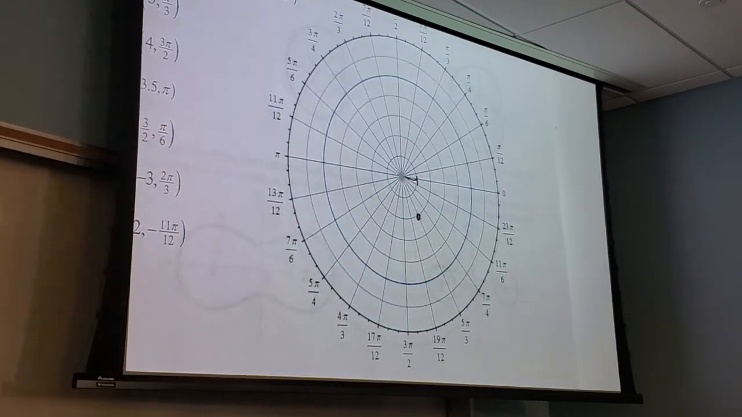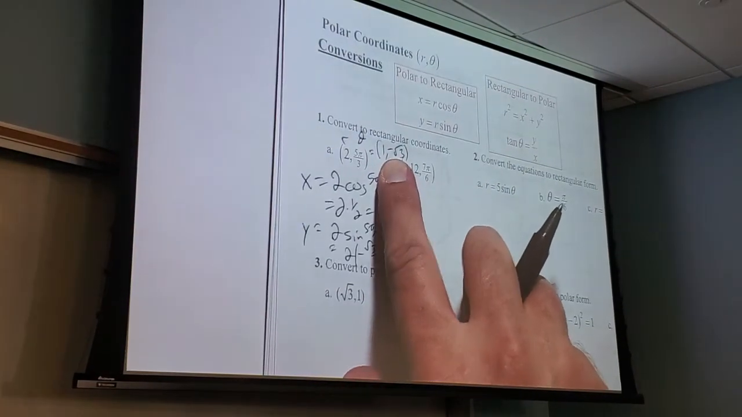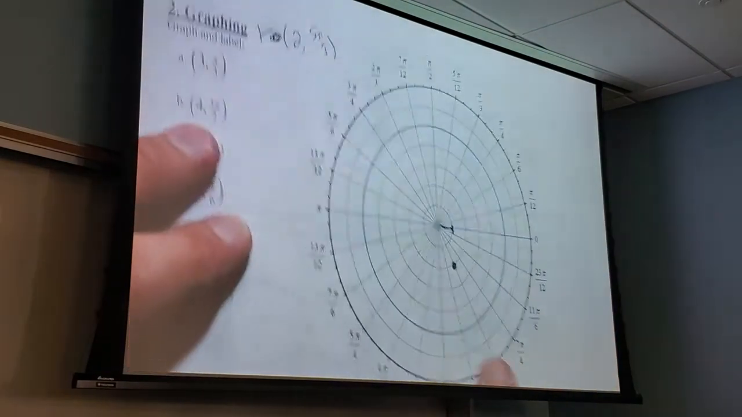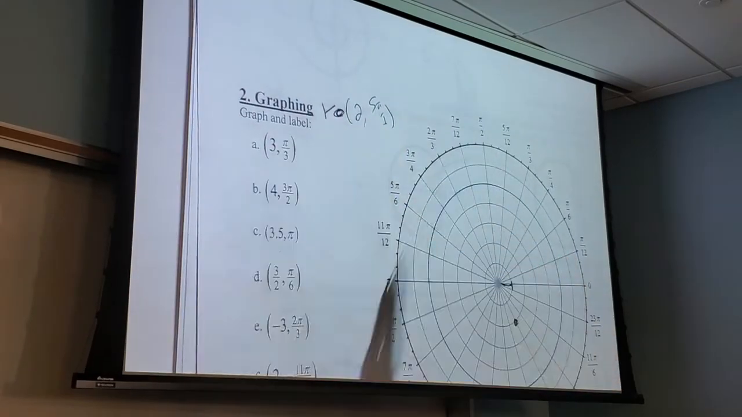And isn't that exactly what? So that does show that it makes sense. The rectangular point, 1, negative root 3, leads you to the same place as the polar point, 2 comma 5 pi over 3.